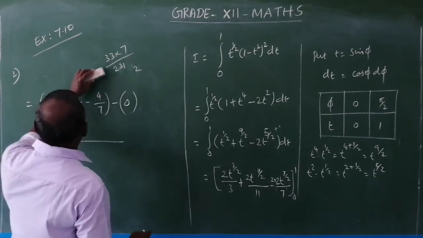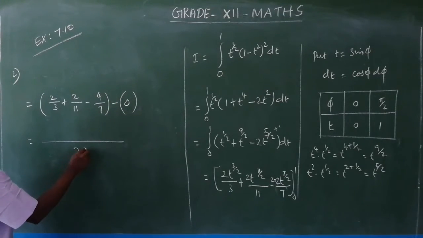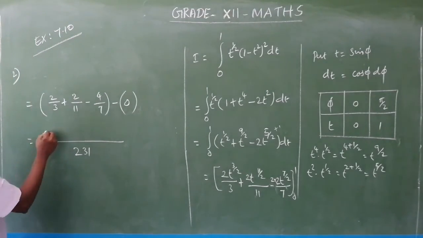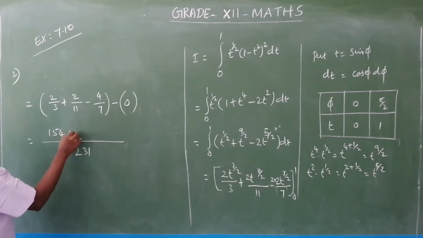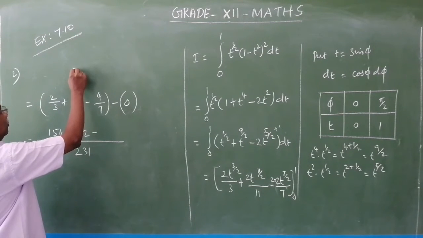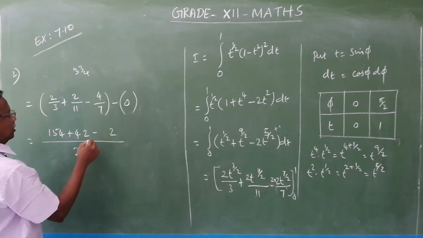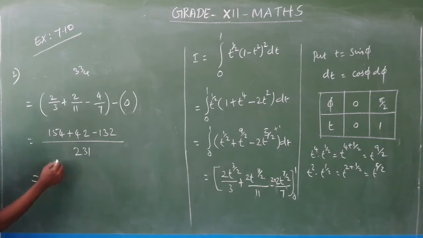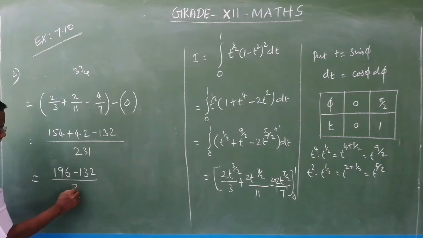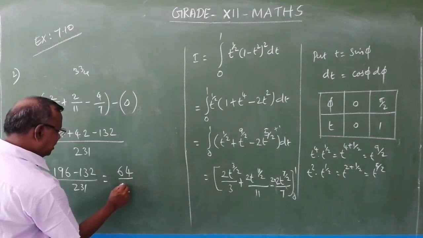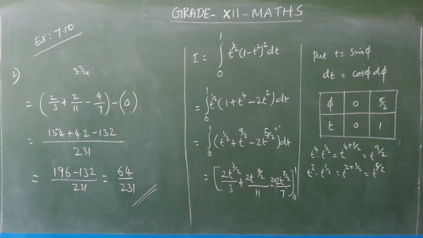231. So, the denominator is 231 and the numerator is 2 into 77, 2 into 77 means 154, plus 2 into 21, 42, minus 4 into 33, 4 into 33, 132. So, this is equal to 154 plus 42, 196, minus 132 divided by 231, which is equal to 64 divided by 231. So, this is the answer for the second problem.